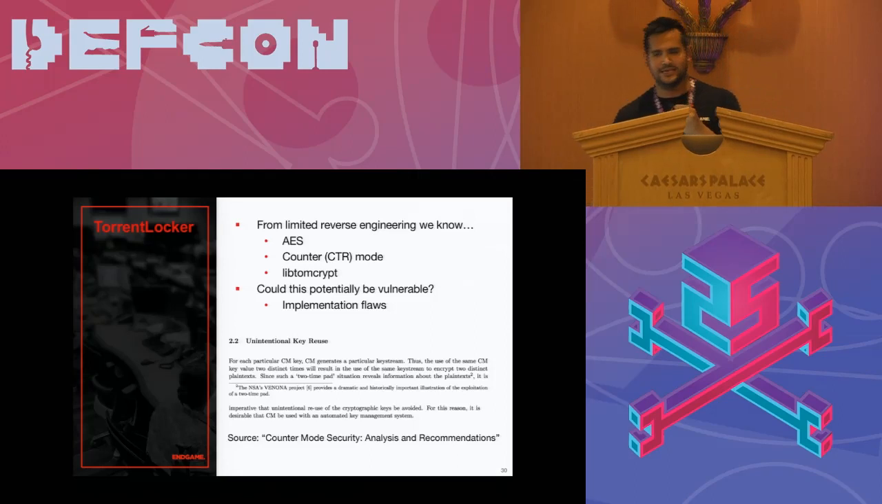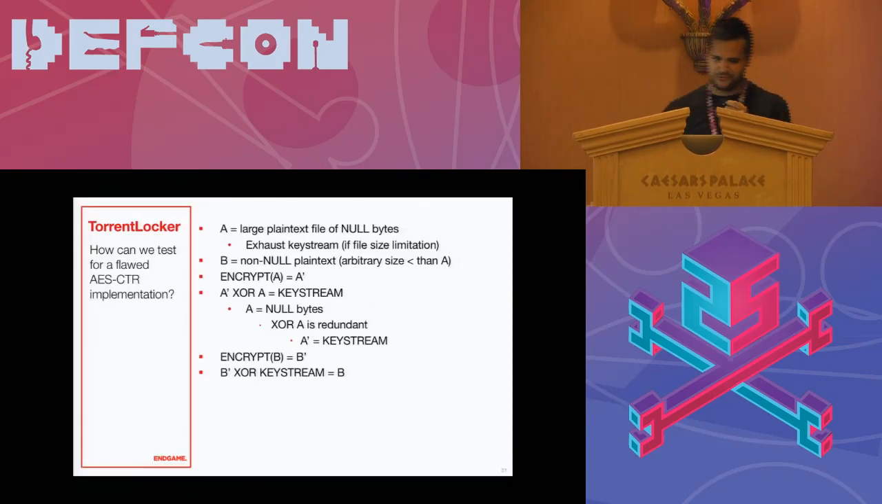We don't know if they've actually modified anything, but ransomware authors tend to be pretty lazy, so they probably just copied it. So could this potentially be vulnerable? As with a lot of other symmetric encryption algorithms, yes, they can be subject to implementation flaws. I provided an excerpt from this very nicely written paper about counter mode security and ways to properly implement AES counter mode along with ways not to. This gives us a hint: if they're reusing the key, that'll give us a window into what's going on. So we'll keep that in mind, and we'll try to prove that.